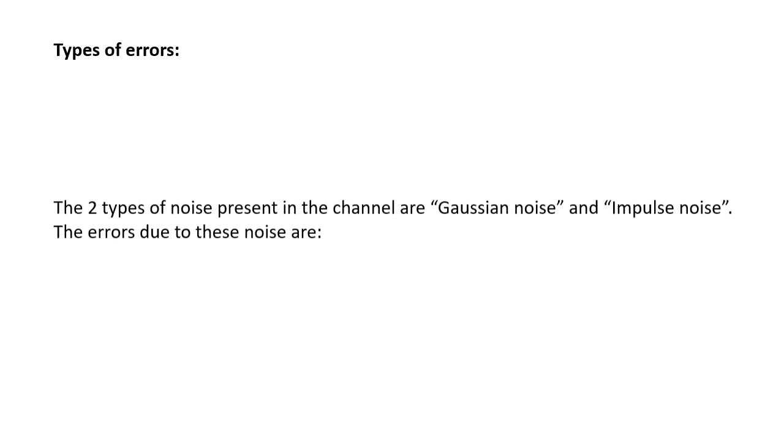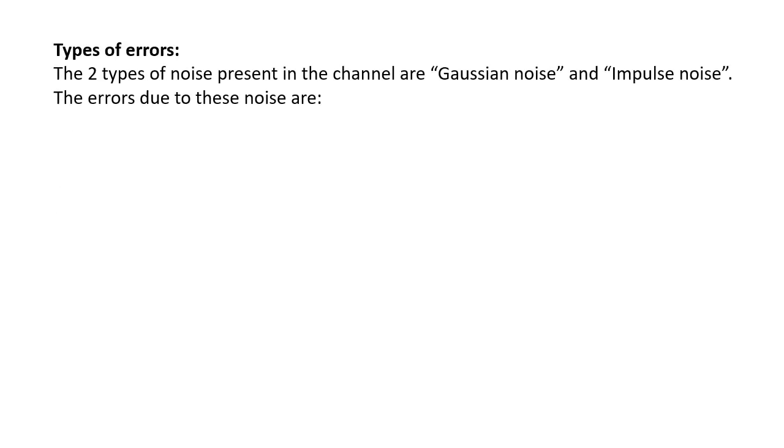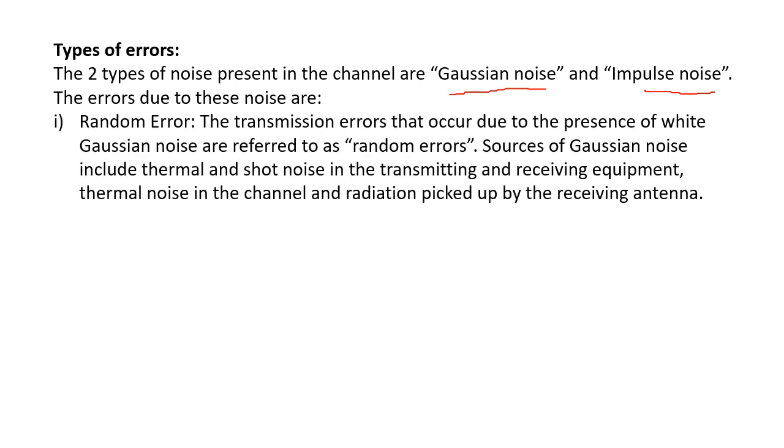Types of errors. The two types of noise present in the channel are Gaussian noise and impulse noise. Hence, there are two types of errors due to these two types of noises. So, the first type of error is the random error. The transmission errors that occur due to the presence of white Gaussian noise are referred to as random errors.